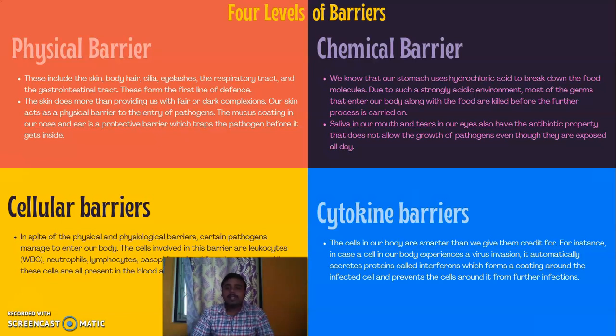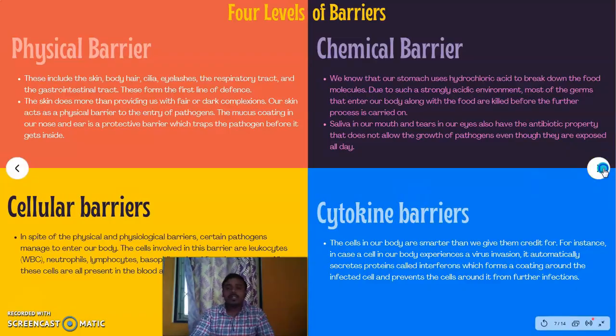The last barrier is cytokine barriers. These are cells present in our body which are smarter than we give them credit for. For example, in case a cell in our body experiences a virus invasion, it automatically secretes proteins called interferons, which form a coating around the infected cell and prevent the cells around it from further infections. So basically, these 4 levels of barriers give us enhanced protection against the pathogens 24/7.